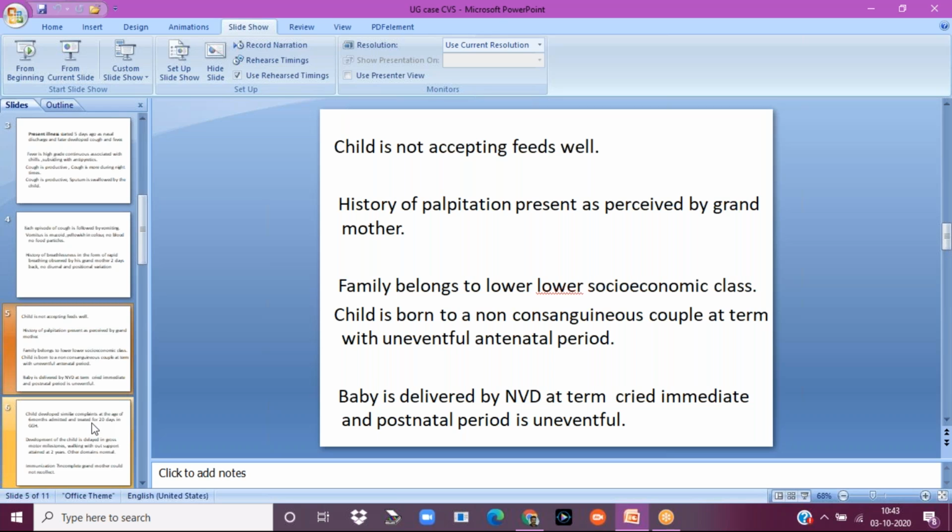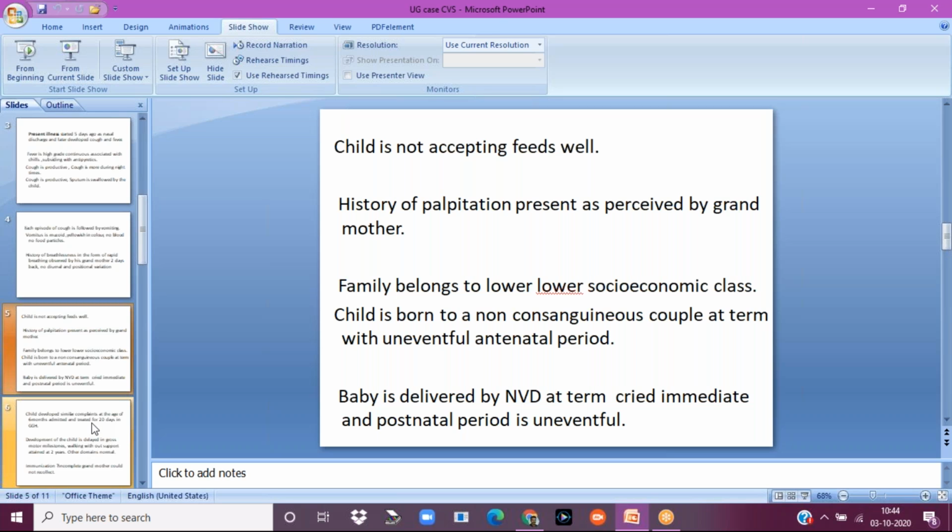Palpitation. So grandmother perceived palpitations. Here the child won't tell that he is having palpitation because the age of the child is 2 years. Grandmother perceived palpitations means whenever she holds the child against the shoulder, she will perceive the increased precordial activity that is equivalent to palpitations. Okay, all of you got it? Any doubts up to this level?